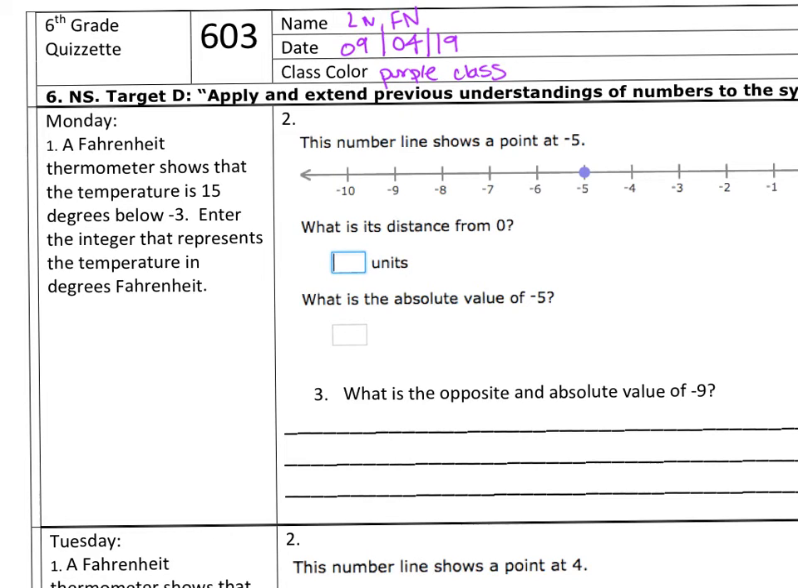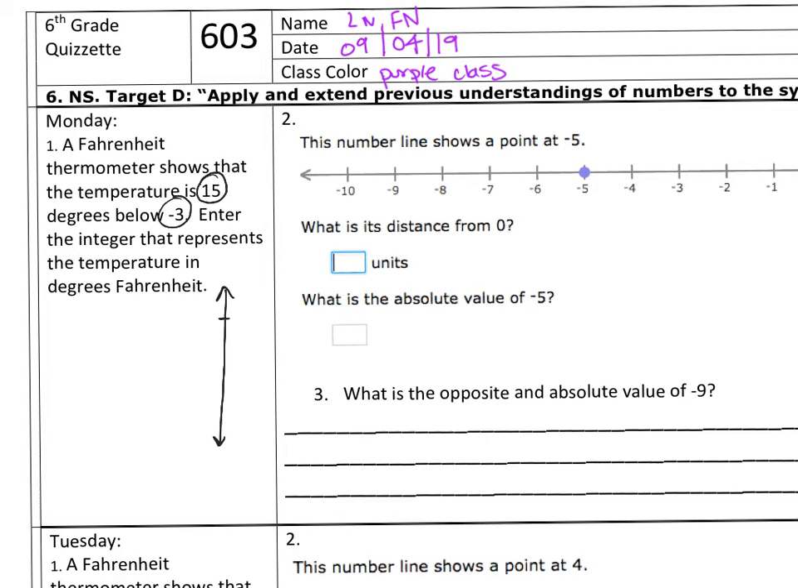So, I like to draw a picture anytime I'm given a scenario. So I'm just going to draw a thermometer. Thermometers are usually vertical. You read them up or down, you don't usually read them from right to left. So I'm just going to draw a number line that's vertical, so up and down. It says a thermometer shows that it's below by 15 degrees, but it's below -3.